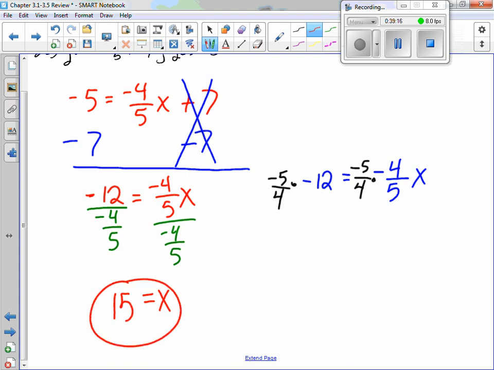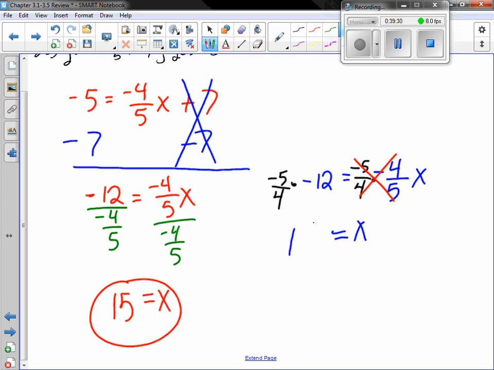Now, if you want to do the multiplication, you flip it, you keep the same sign. So since it's negative, I'm going to multiply it by negative 5/4, because these will cancel. And if you plug this in, you would also get 15. If the division method makes more sense, do it that way. If multiplying by the reciprocal to reduce the fraction makes more sense, do it that way. But pick the way that makes more sense to you.